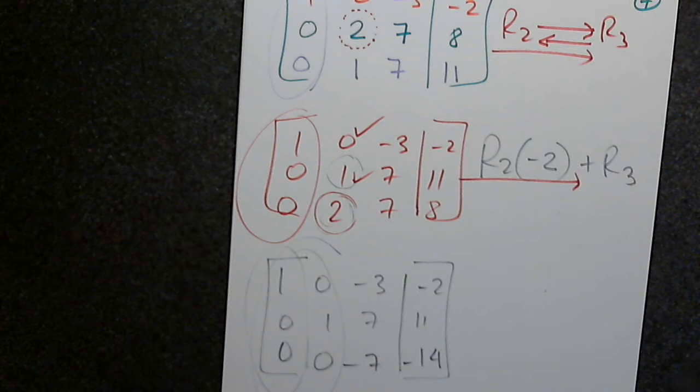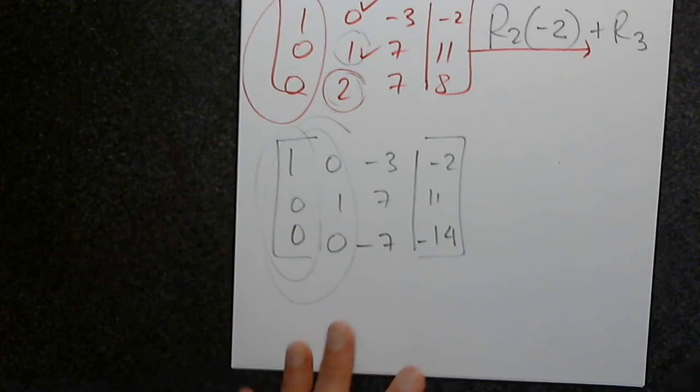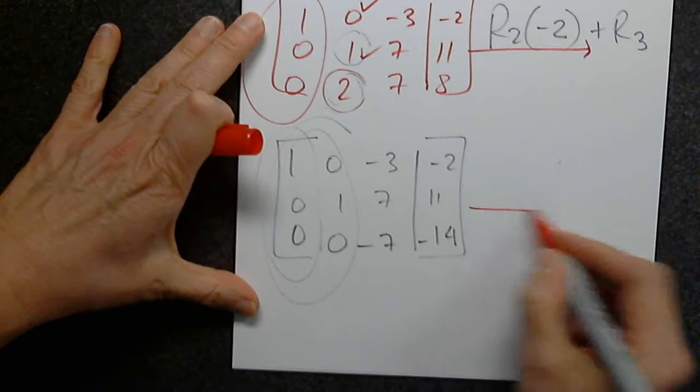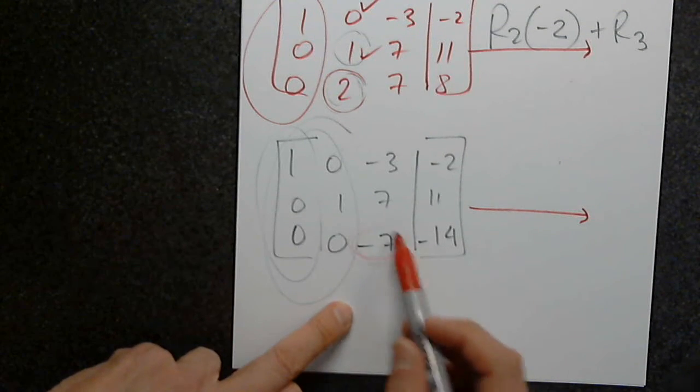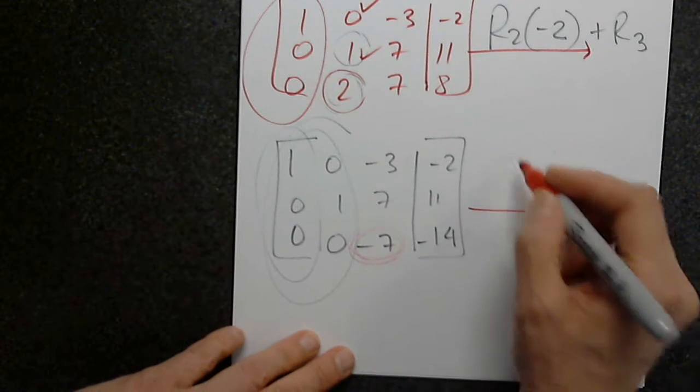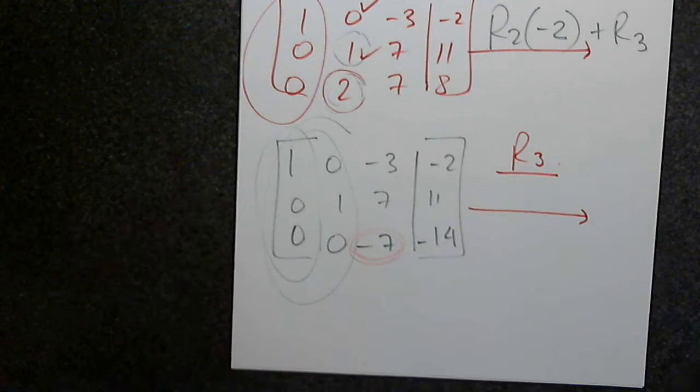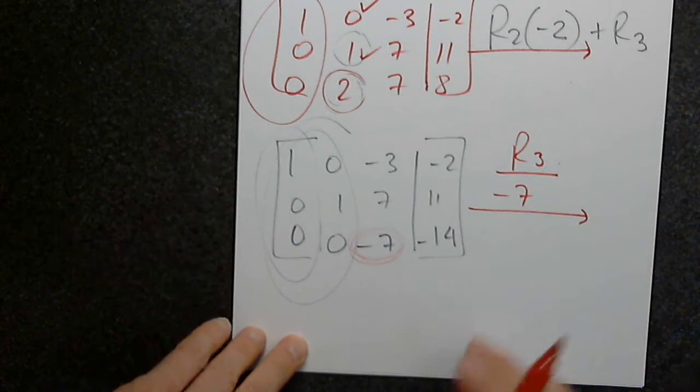All this is done. Where is my target next? I'm done with the first row. I'm done with the second row. Obviously, I'm working on the third one. But this is not done. What do I need in here? Good. So then I will divide row 3 by, of course, negative 7.